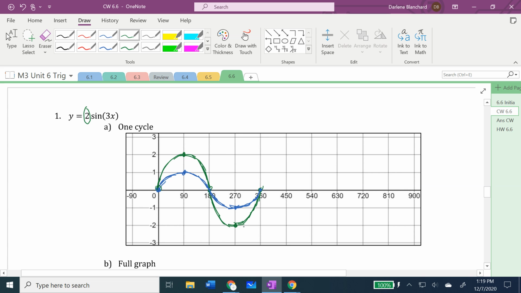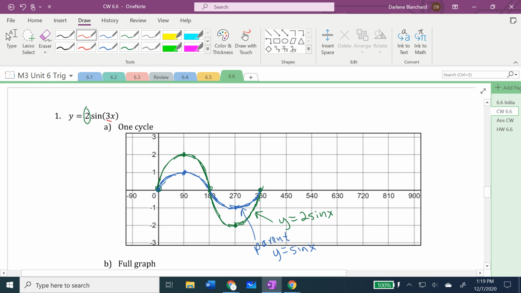So I want to emphasize that this green graph is y equals 2 sine x. I haven't done the multiplication by 3 yet. The blue is the parent graph of y equals sine x. And now I'm going to draw one cycle of this particular function in red.